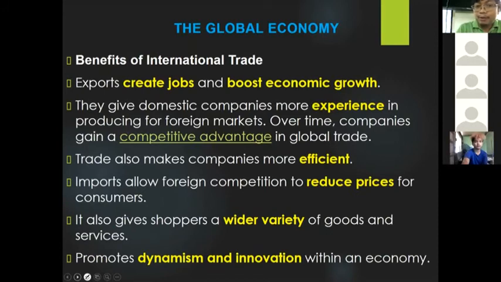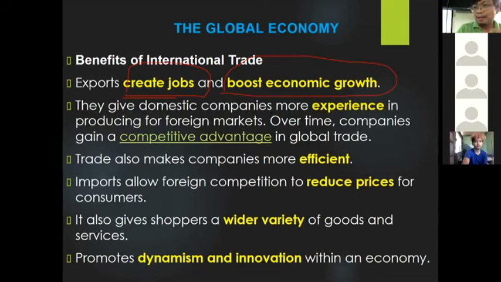Now, what are the benefits of international trade? Hinighlight ko ng yellow yung mga keywords para makuha lang natin yung mga important terms. No? Exports create jobs and boost economic growth. Sabihin yan, pag nag-export ka ng mga products, mas dumarami yung mga trabaho kasi lumalaki yung kumpanya, lumalaki yung produkto mo. No? Sa ngayon, ang isa sa mga pinaka-in-demand na trabaho, which is basic, is yung delivery services.